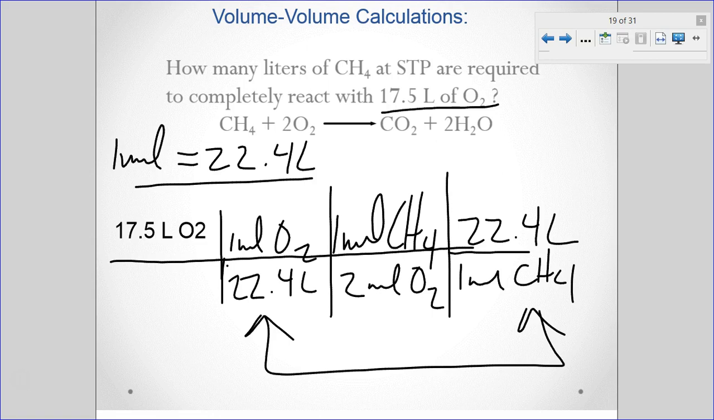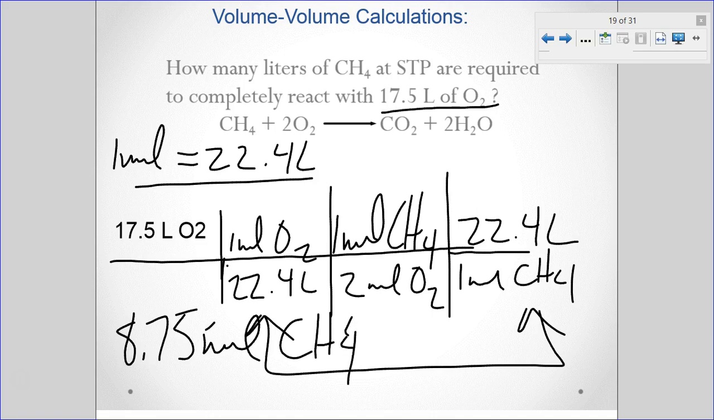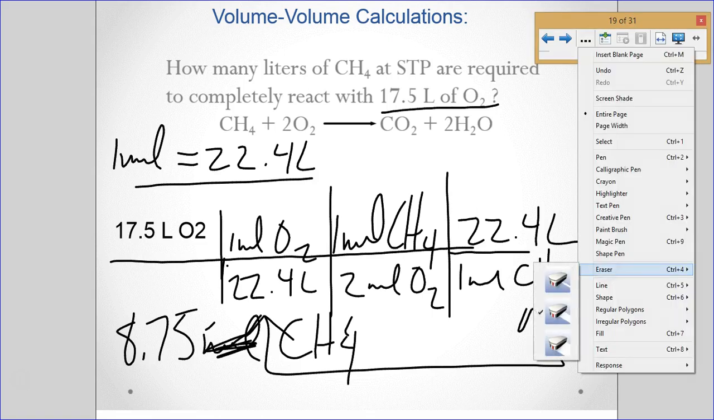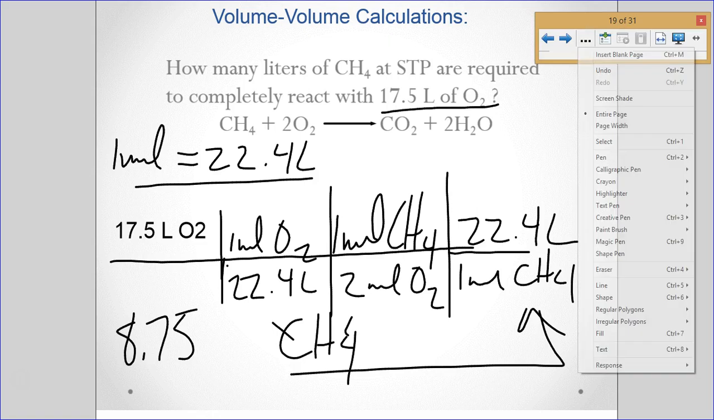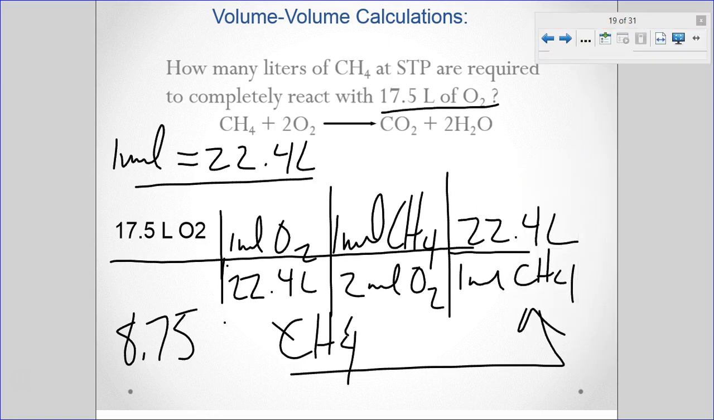Yeah. So it's basically going to end up being 17.5 divided by 2, because if I multiply by this and divide by that, it cancels itself out. So 17.5 divided by 2 is going to be 8.75 liters CH4. Oops, not moles, liters. Sorry about that. I don't want you guys having the wrong thing written down. Liters CH4. Much better.